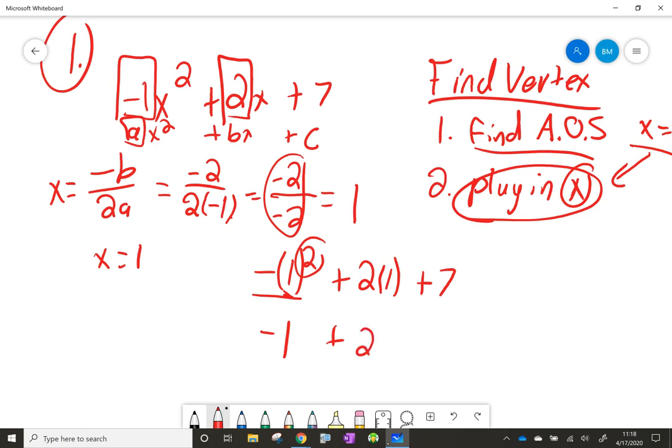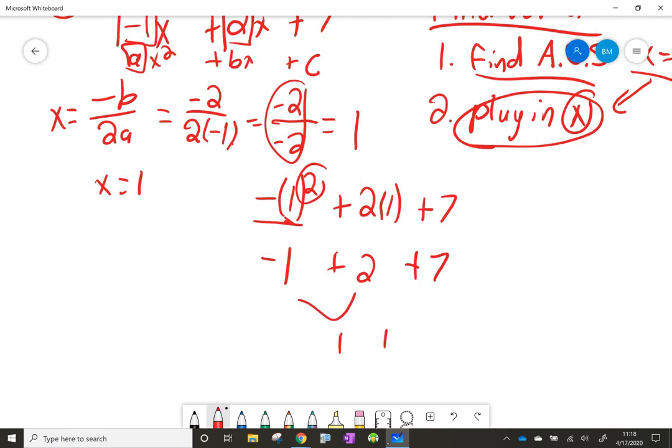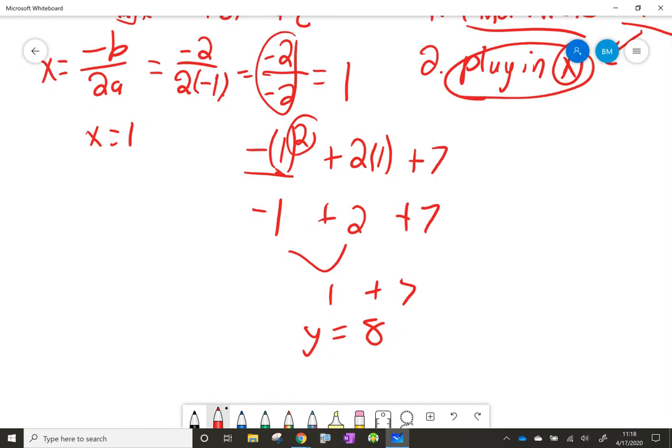2 times 1 is, of course, 2, and plus 7. So when you add that all together, negative 1 plus 2 would be positive 1, and 1 plus 7 makes 8. So this is our y value now. Now we're done with all our work. We've got our answer. Our vertex, remember, is a point. Our vertex is the x value of 1, the axis of symmetry number that we got, and the y value of 8, which is what we get from plugging in.